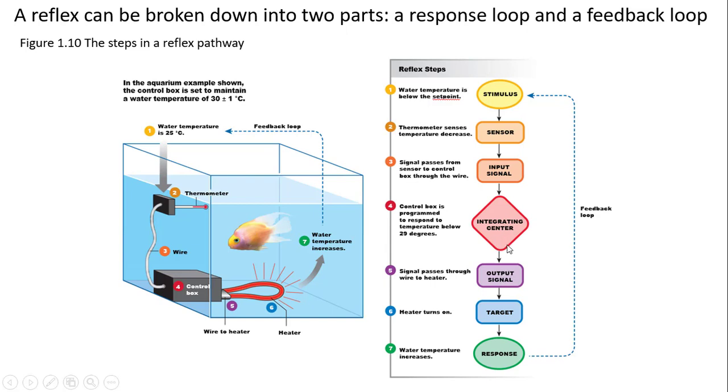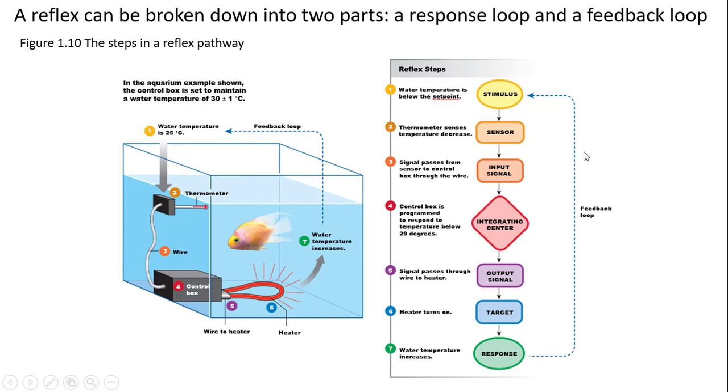So for example, if the actual temperature is lower than the set point, then the integrating center would send out a voltage signal, for example, to the heater, which would turn on and generate heat. And so that would be the response. The target is the heater. In biology, we also call this the effector. So often in biology, the effector or target would be something like a muscle or a gland. And then you get a response. In this case, we're heating up the water. So so far we've talked about the response loop, but now we have a feedback loop.